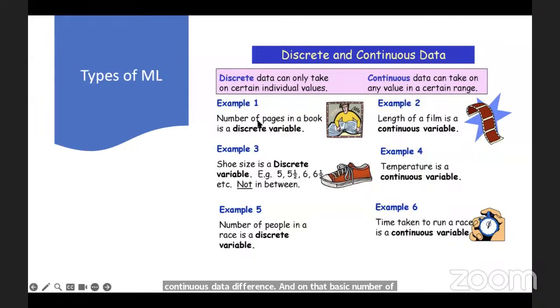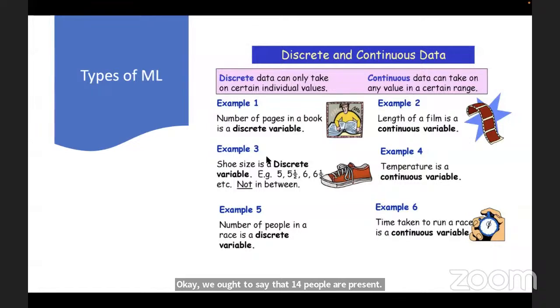Example 1 of discrete data: the number of pages in a book is discrete. We cannot say 14.5 pages or 2.3 pages. We say 3 pages, 4th page, 5th page like this. Similarly, the number of people in a classroom is discrete. You cannot say 4.5 people are present. We have to say 14 people are present, 5 people are present and so on.